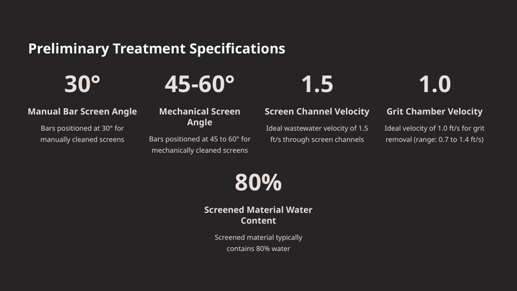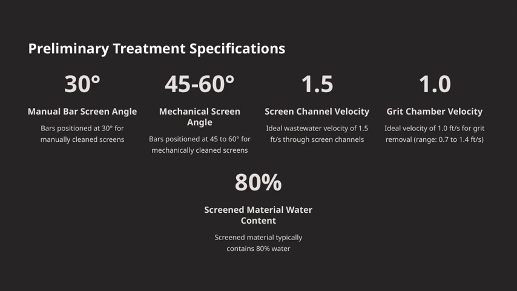Next, we focus on the flow velocity through these screens. The ideal wastewater velocity in the screen channels is about 1.5 feet per second. Maintaining this velocity ensures effective screening without causing excessive head loss or allowing debris to settle prematurely. For grit chambers, the target velocity is around 1 foot per second, though it can range from 0.7 to 1.4 feet per second. Keeping the velocity within this range promotes optimal grit removal, preventing grit from being carried forward into subsequent treatment stages.